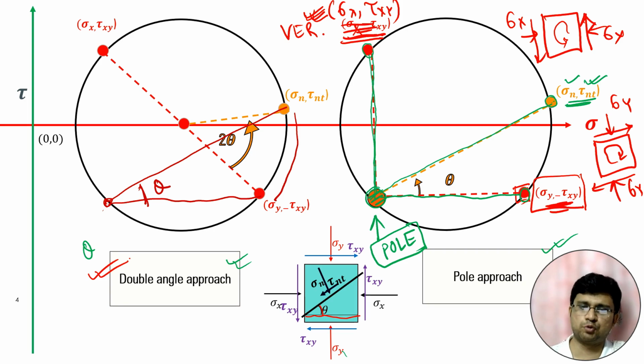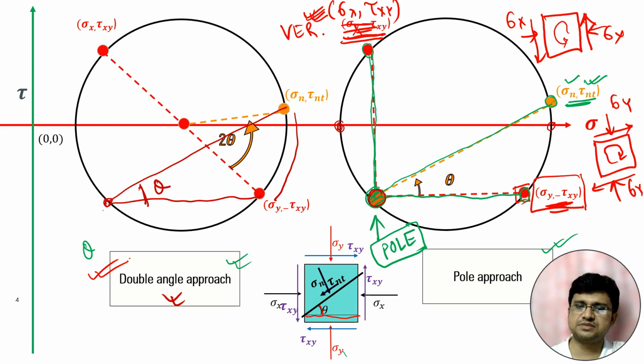So we can use both approaches, but why is the pole approach very important? Because for the pole approach, suppose we know that this is the pole, and this is the point of minor principal stress. This is the point of major principal stress.